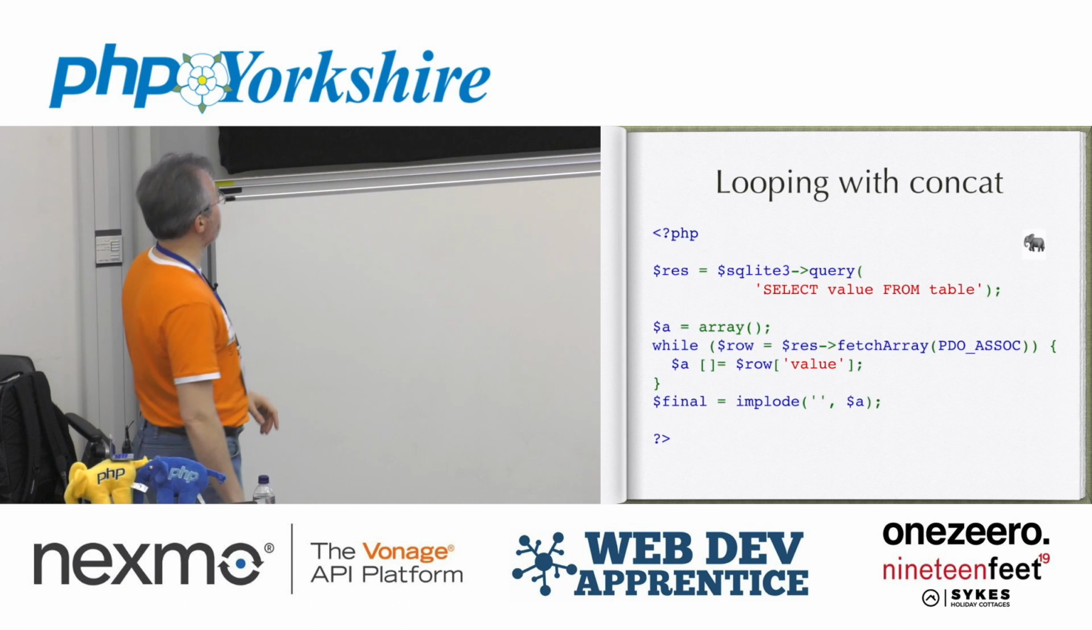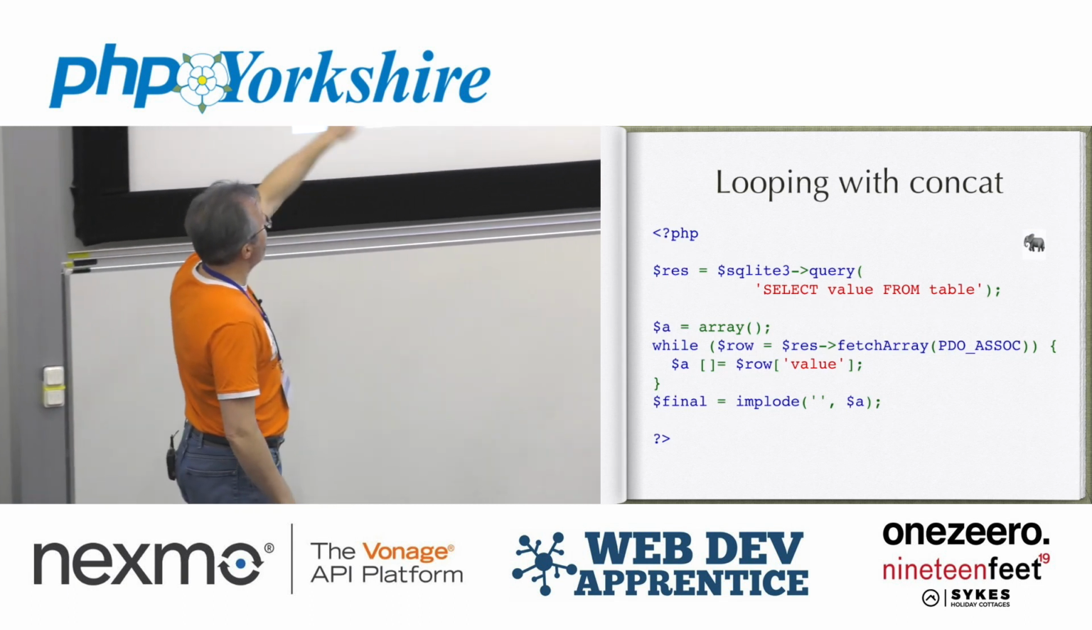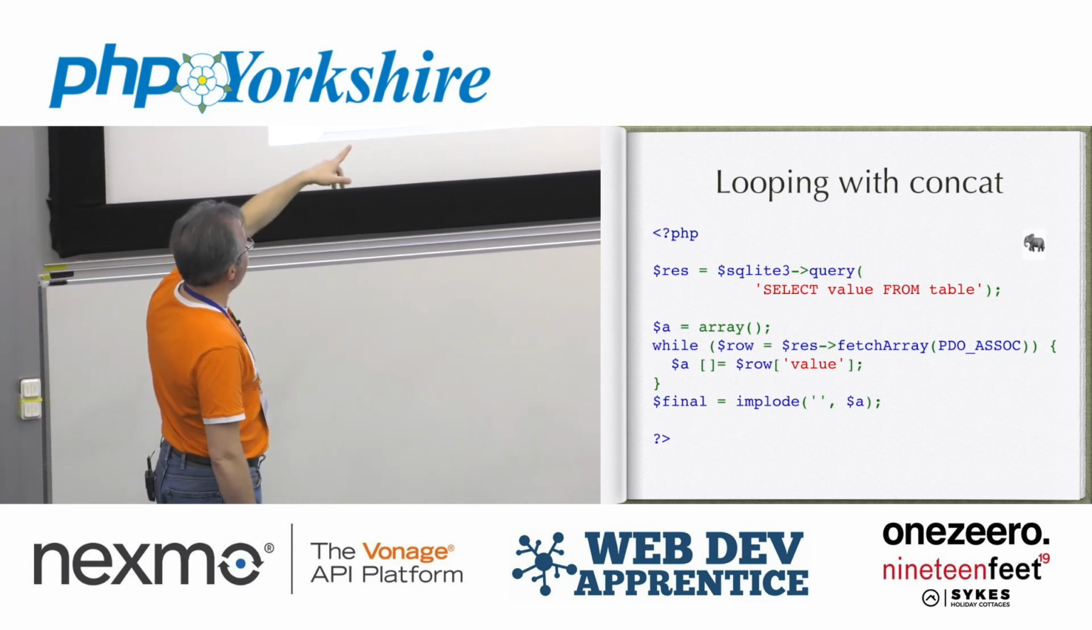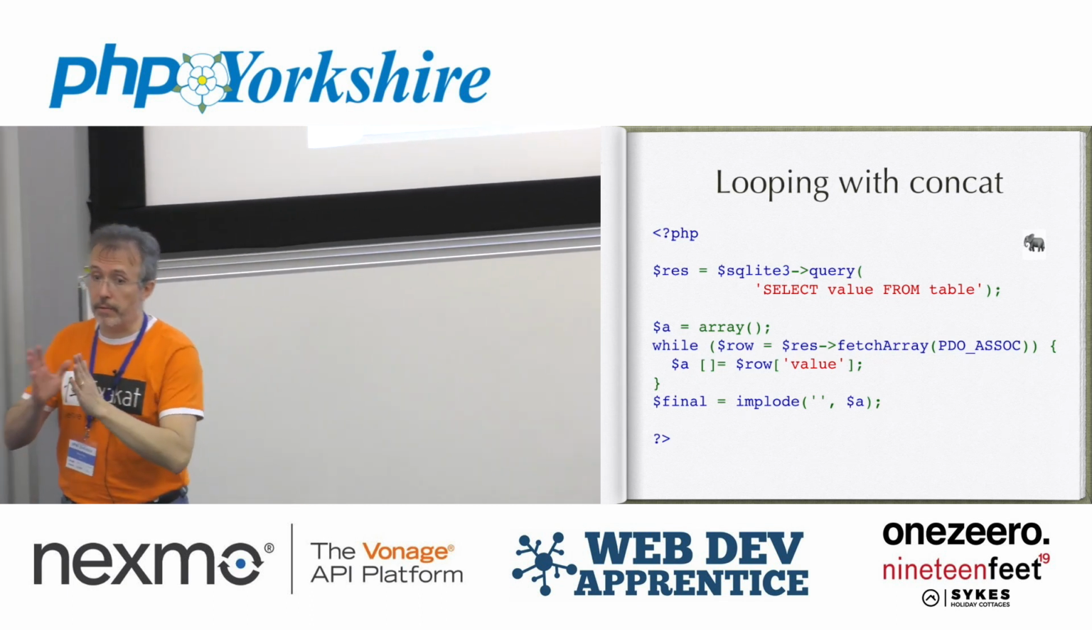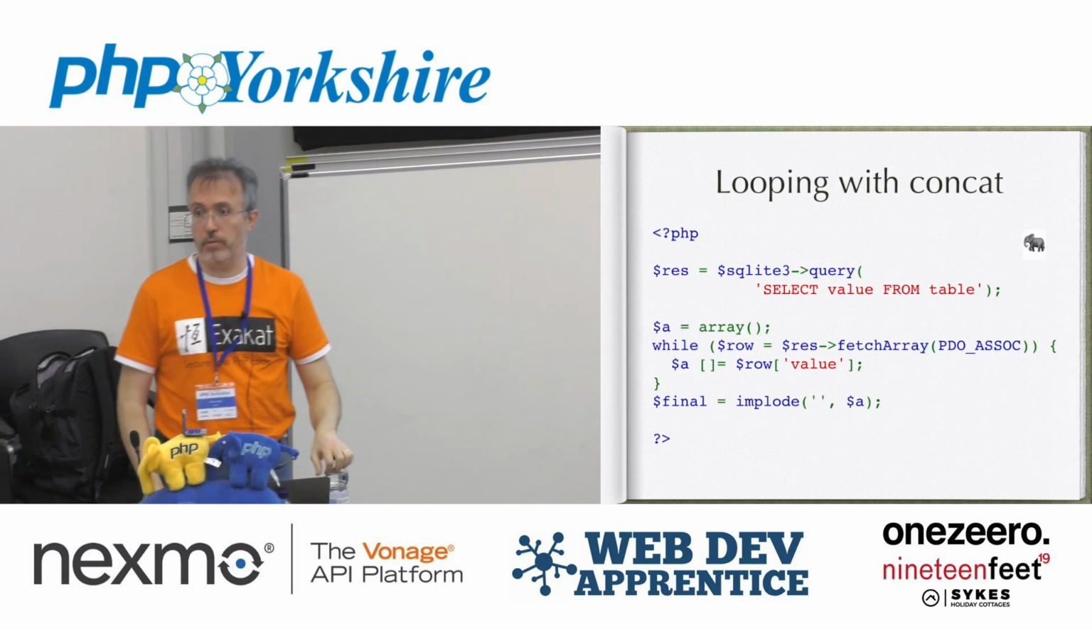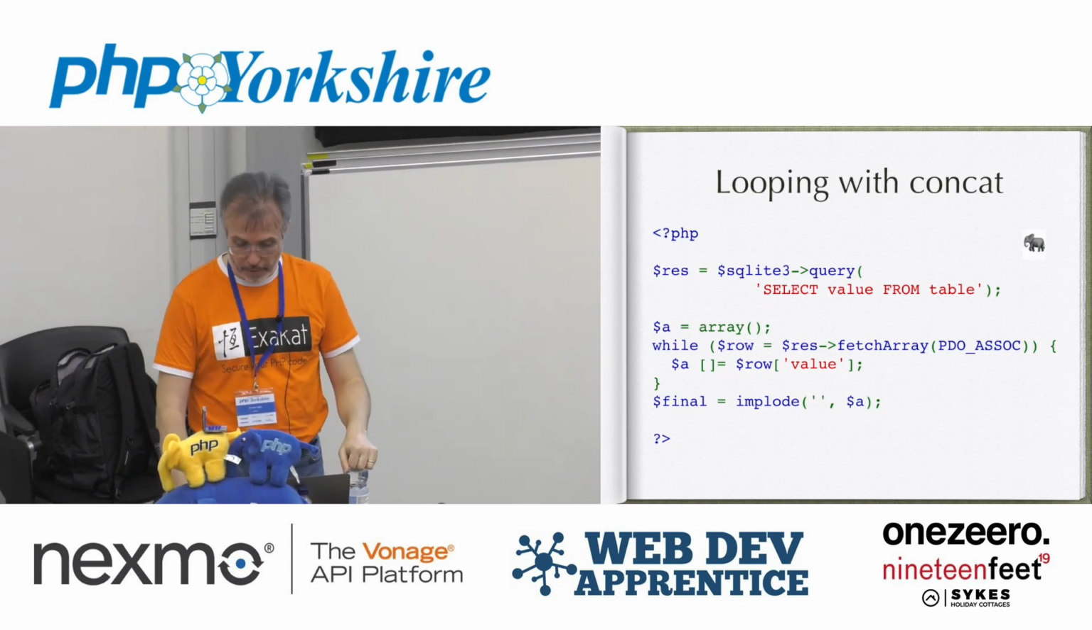So yeah, you can do that. Collect everything into an array, and then finally just implode everything with an empty string, and that will just do the allocation once. You've sped up your application.